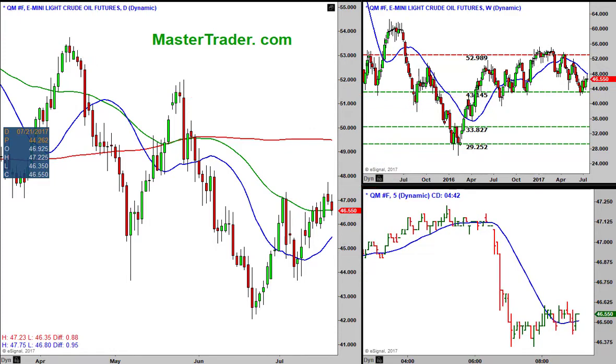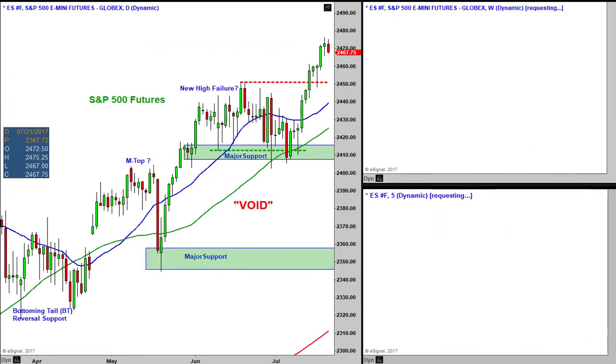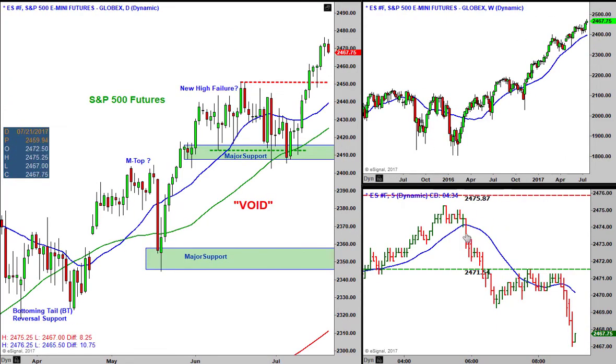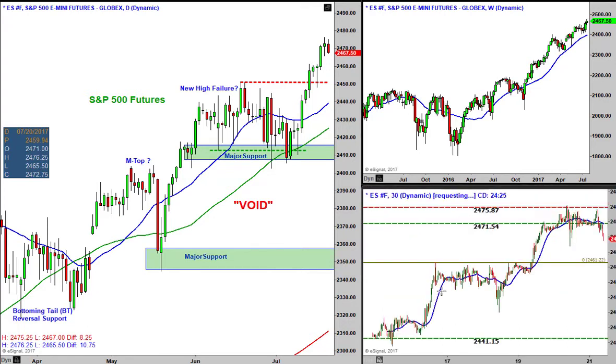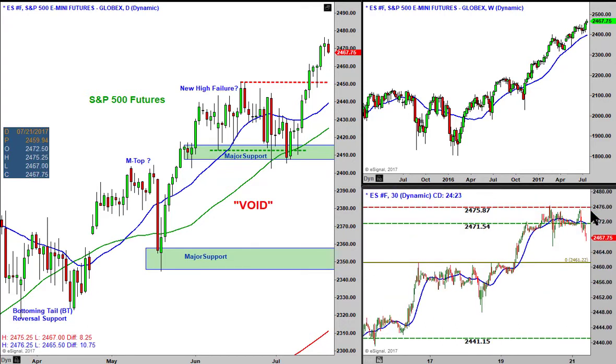All right, let's take a look at the other markets, and we can get going here. S&Ps, right, coming in a little bit, and here's the rollover that's coming in a little bit more. Let's turn this over to a 30-minute so you can see the retest area.